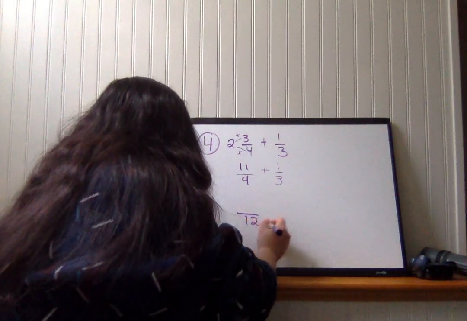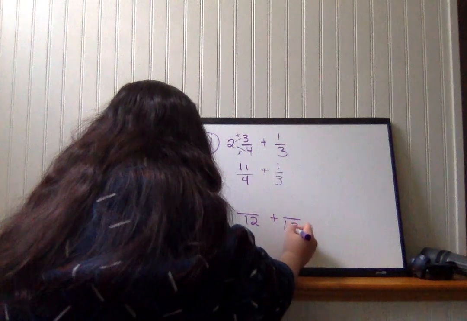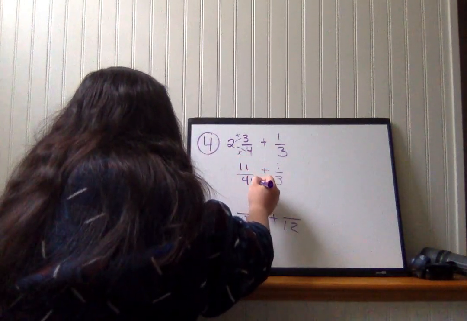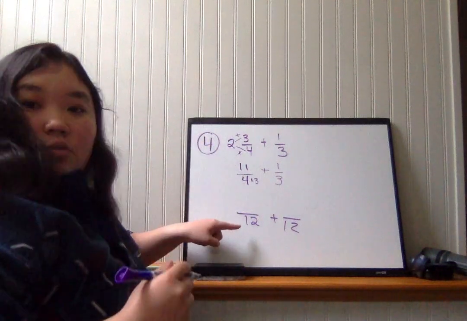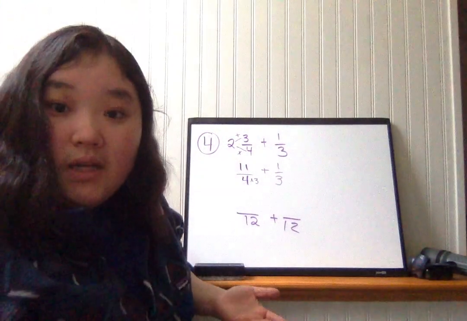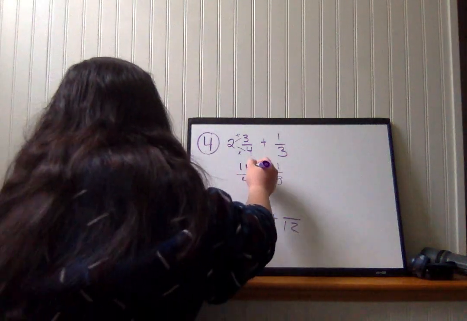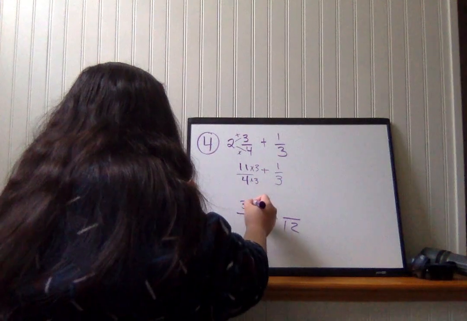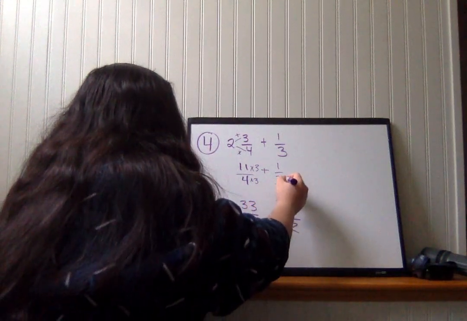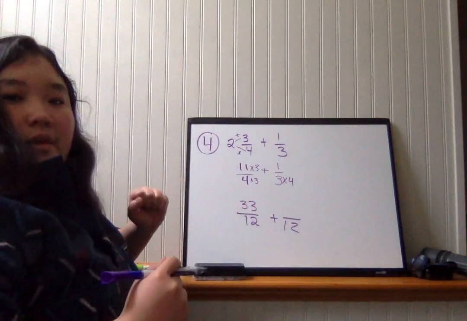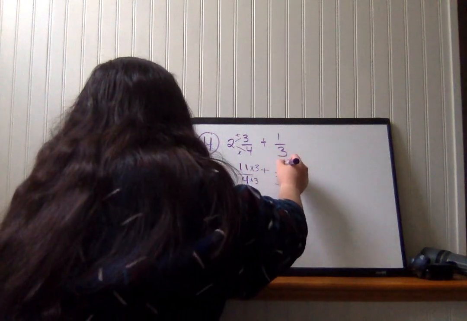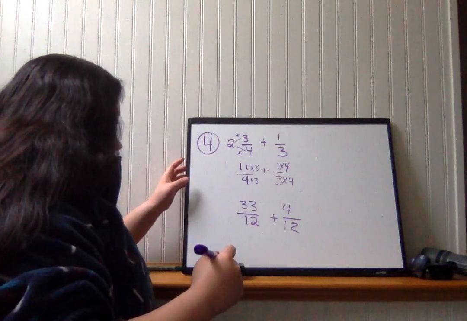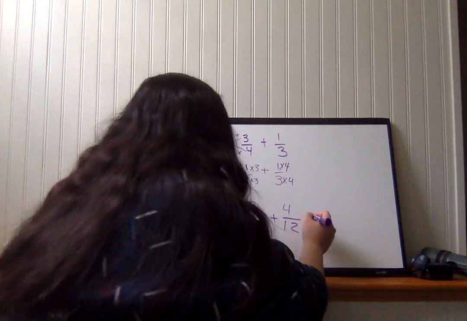I'll write my 12 down. So I need to know, well, 4 times 3 gives me that denominator of 12. So whatever I do to my denominator, I must do to my numerator. So 11 times 3 gives me 33. I know that 3 times 4 gives me that denominator of 12. So 1 times 4 is going to give me 4. Then I'm going to add it.